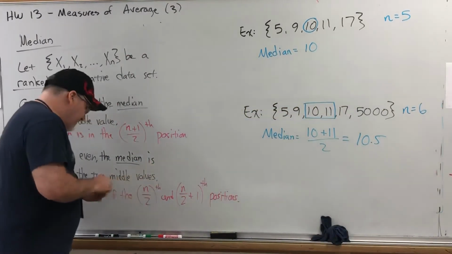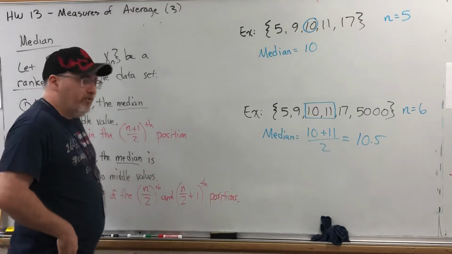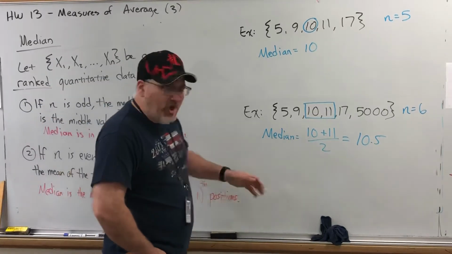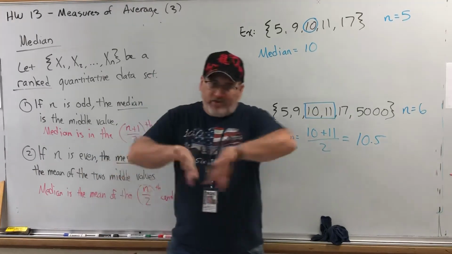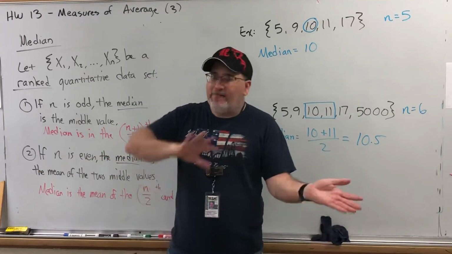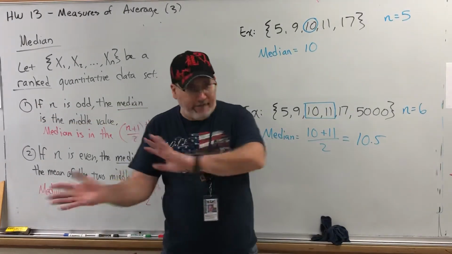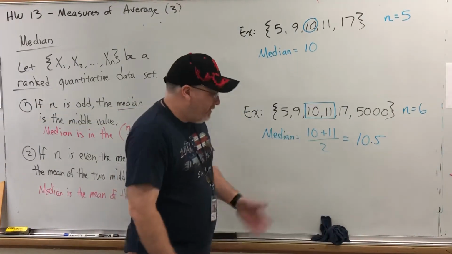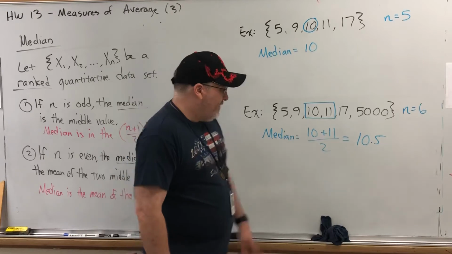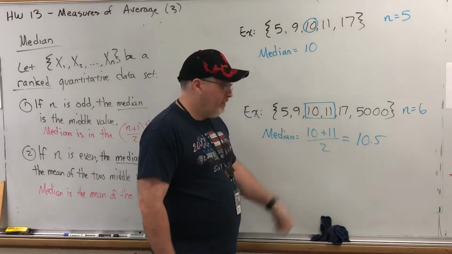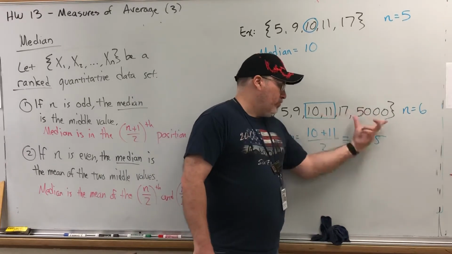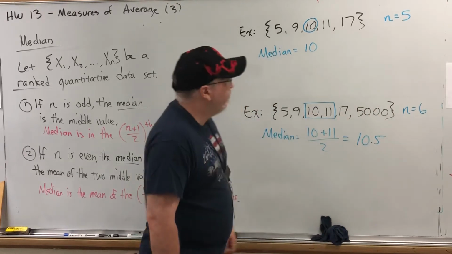So as you can tell, the median sometimes is not actually a number in the data set. In this case, it's not. The role of the median is pretty simple. Cut the set into two halves. About half of the numbers are less than the median. About half of them are greater than the median. Notice I said about. In this case, exactly half the numbers are less than 10.5, 3 of them. And exactly half the numbers are greater than 10.5, 3 of them.